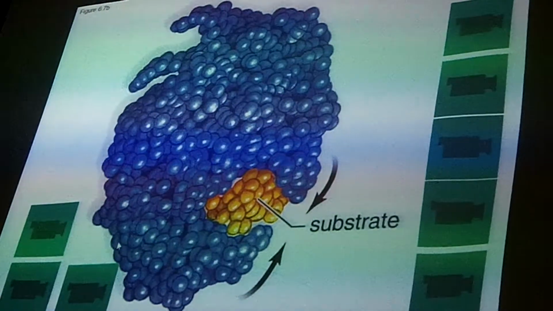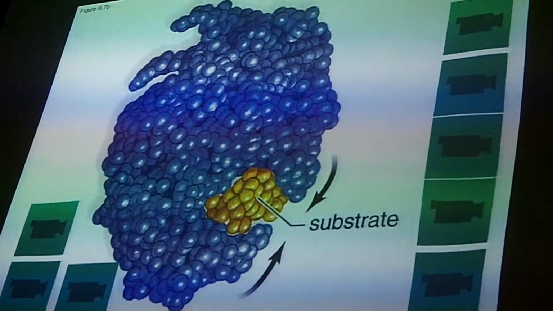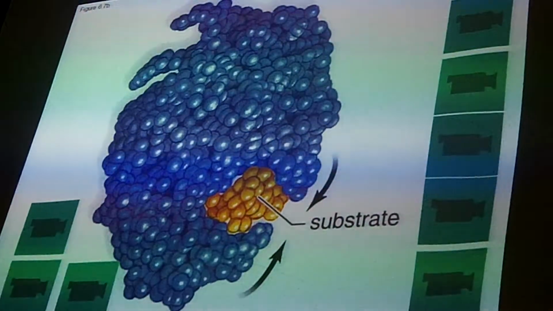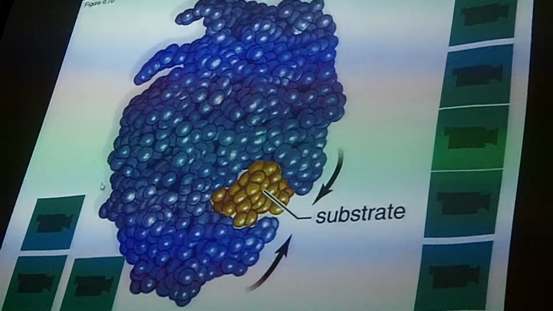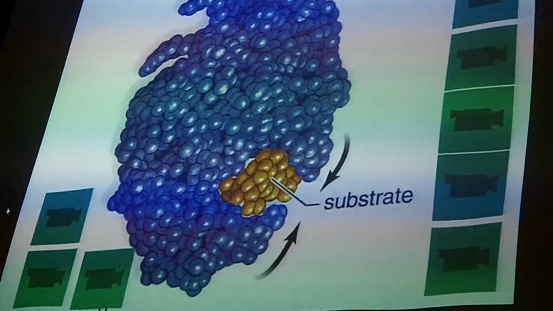So what's the difference between cofactors and coenzymes? Good question. Cofactors are inorganic. They don't contain carbon. Coenzymes are organic. They do contain carbon. So what does that really mean?